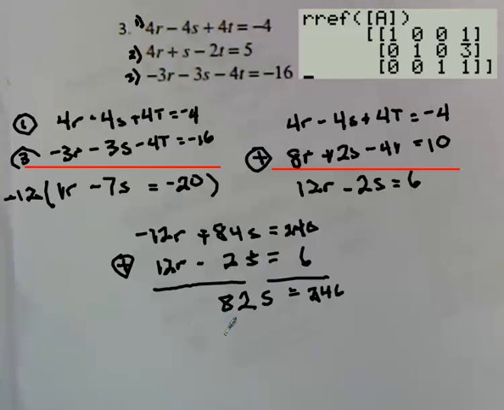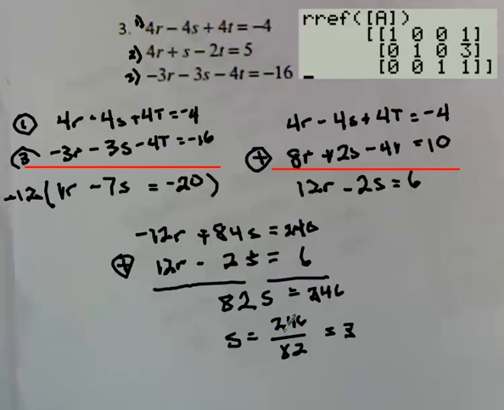And if I take and divide both sides by 82, I'll get s is equal to 246 divided by 82. And that turns out to be 3. So s is 3.